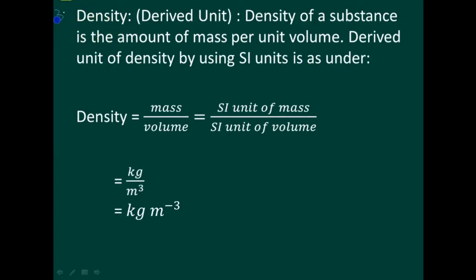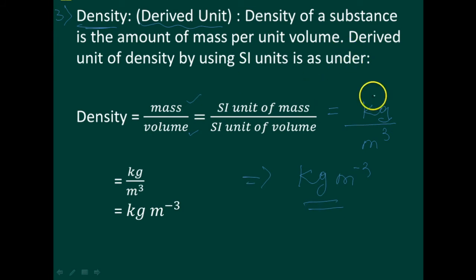Third one is density. This is a derived unit, okay. Density of a substance is the amount of mass per unit volume. So mass per unit volume. The derived unit of density using SI unit is mass by volume. The SI unit of mass, you know, is kg, okay. Then the volume is meter cube, so this is kg per meter cube.